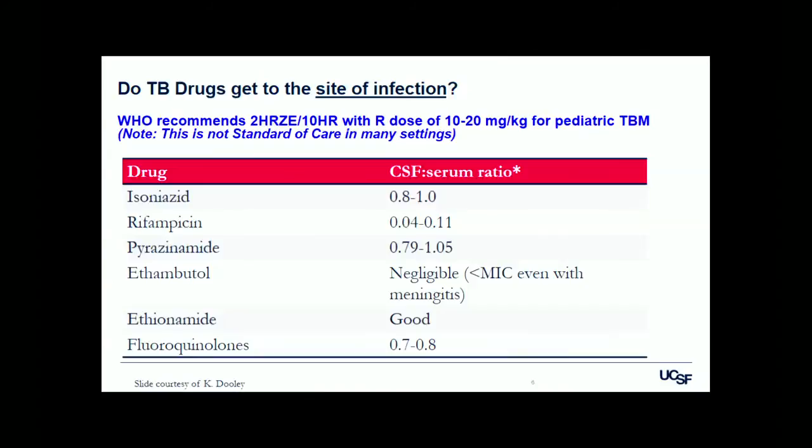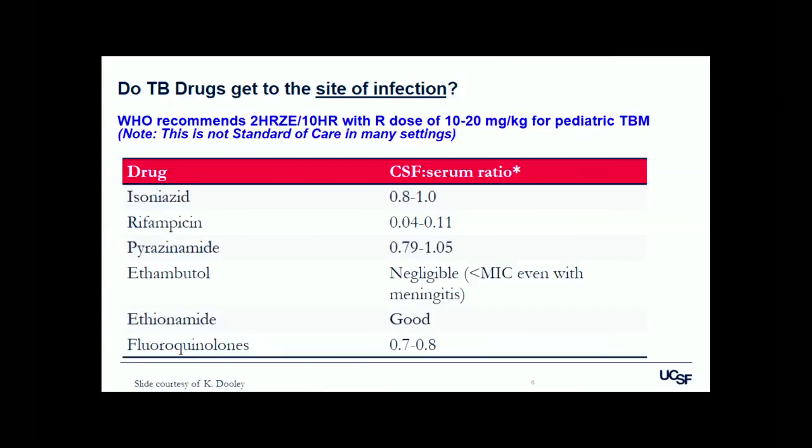So just to remind you about the drugs, WHO currently recommends 2 months of HRZE followed by 10 months of HR, and we are using the same rifampin doses as for any other form of TB in children, which is between 10 and 20 mg per kg. And please note, this is not standard of care in many settings. This is standard of care in South Africa, but not in other countries. As I said, in India, we're still using thrice weekly.